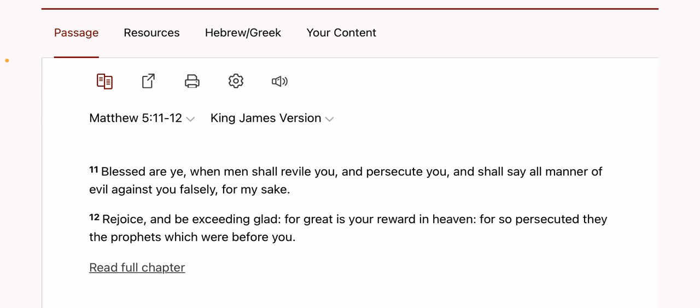We're going to face persecution, demonization. You know, we're going to be hated, we're going to be outcasted, especially when you start implementing these mandates and restrictions. But it says, "Blessed are you when men shall revile you and persecute you, and shall say all manner of evil against you falsely for my sake." That's what's coming.